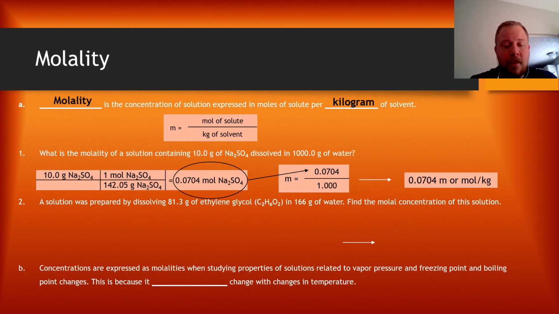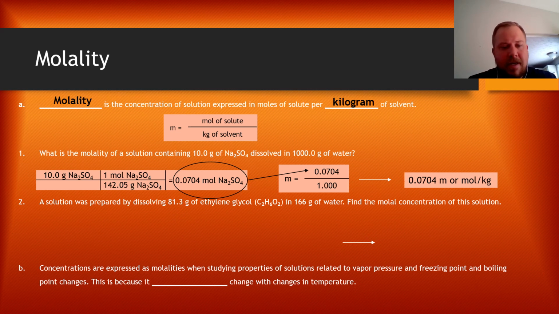All right, taking a look at number 2 here. It says a solution was prepared by dissolving 81.3 grams of ethylene glycol in 166 grams of water. It says find the molar concentration of the solution. I'm going to let you try this one on your own to see if you can do it. So I'm going to pause my PowerPoint here for a second, and I'll pick up in a minute or two.